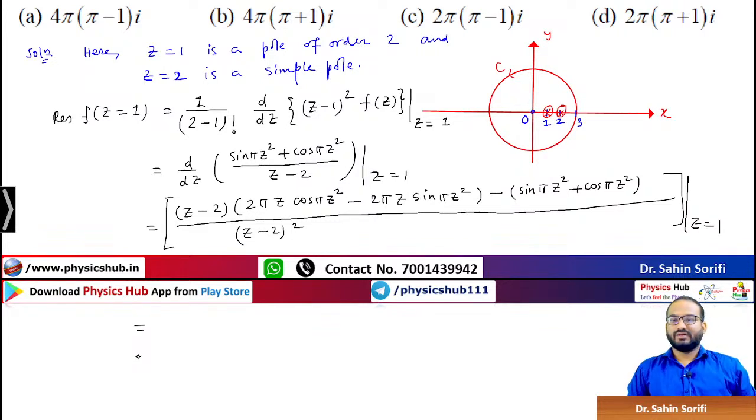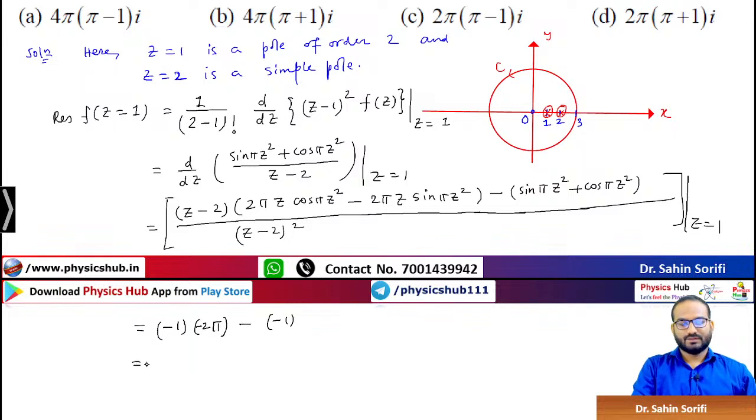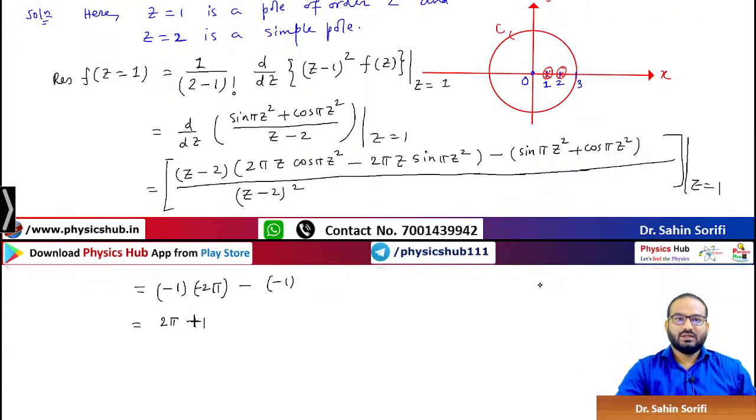So wherever you see sin, those values will be 0. Cos values will be minus 1. Minus 1 into 2 pi gives minus 2 pi, minus 1, so the result is 2 pi plus 1. So the second order pole is taken care of.